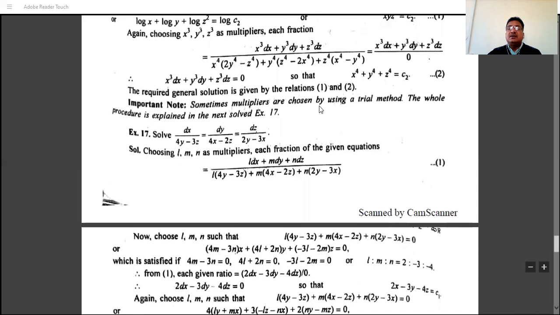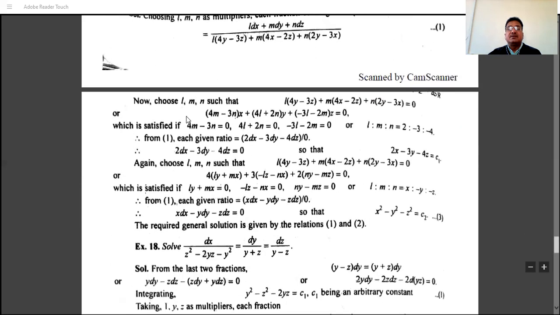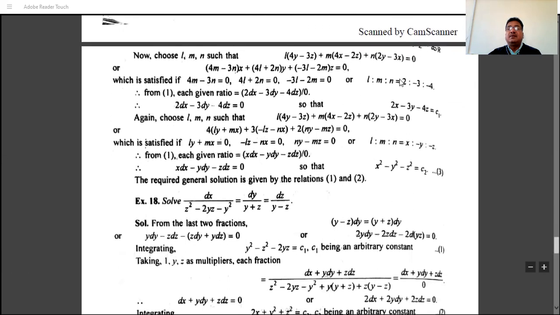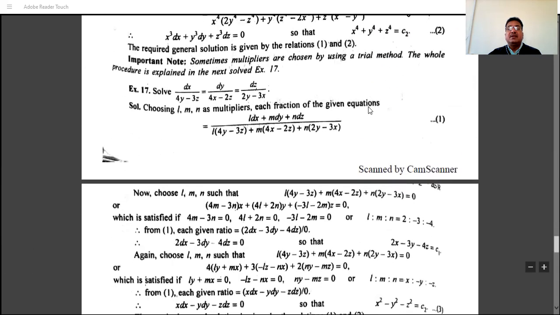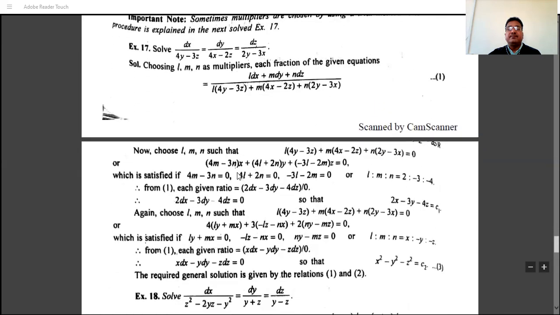Sometimes multipliers are chosen by using the trial and error method. The whole procedure is explained in the next example, example number 70. That is, choose multipliers l, m, n. So choosing l, m, n, what we have, the answer is 0, and therefore the multipliers, how we can find 2, minus 3, minus 4 as a, that is, randomly we choose the multipliers l, m, n. And how can we find the values of l, m, n?